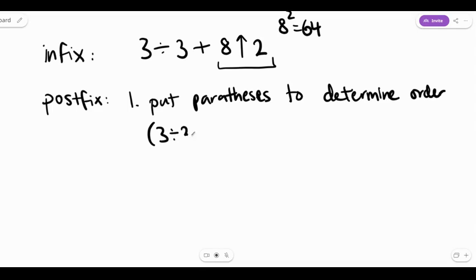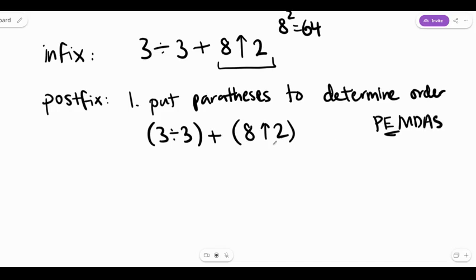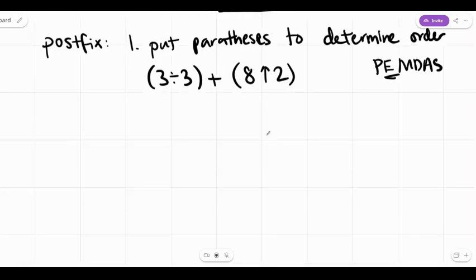So 3 divided by 3, because of order of operations, we have to do this before the addition. And then 8 exponent 2, if you remember by PEMDAS, exponent is second. So naturally we need parentheses around that. So our newly parenthesized infix expression will look like this. And now we want to take the parts in the parentheses and convert them to postfix.